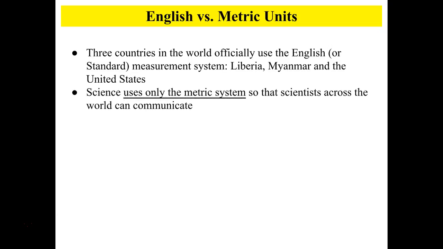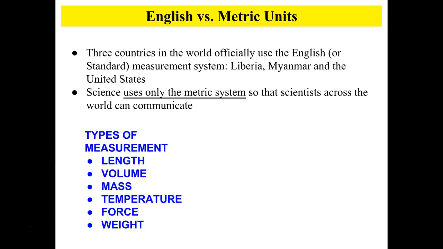Since science is a global process, since we talk about scientists sharing their work and publishing their work so that other scientists can do the same types of research, we have to realize that science needs one system so that everybody can communicate effectively. So science, just like the vast majority of the world, has chosen the metric system. Hopefully, you'll find this to be a lot easier than working with fractions in the English system.